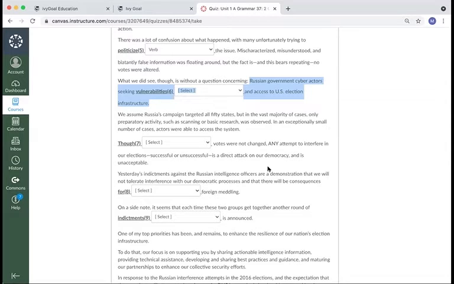Where do I read? Where I have it highlighted. Russian government cyber actors seeking vulnerabilities and access to U.S. collection. Good. What does it mean to be vulnerable, guys? What's it mean to be vulnerable?